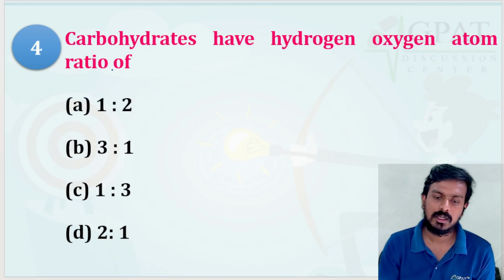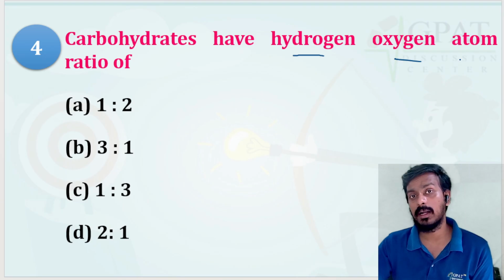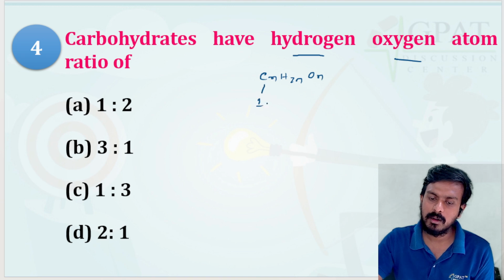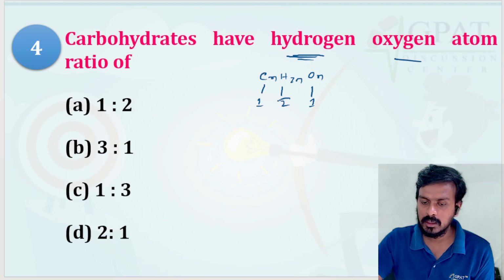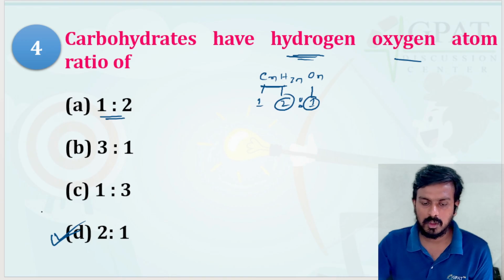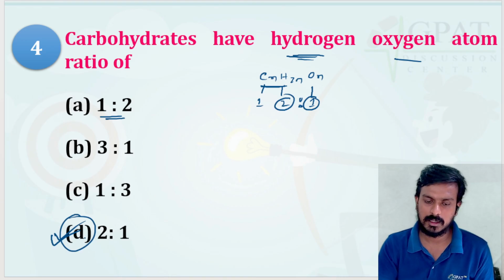Next question. Carbohydrate has a hydrogen to oxygen atom ratio of what? This question has also been asked several times in GPAT. Our formula is CnH2nOn: one carbon, two hydrogen, one oxygen. So the hydrogen to oxygen atom ratio is 2:1. Option B is the correct answer. If the question is about carbon to hydrogen, then the answer will be 1:2. Okay, in the fourth question, option D is the correct answer.